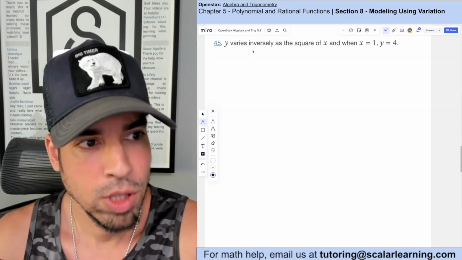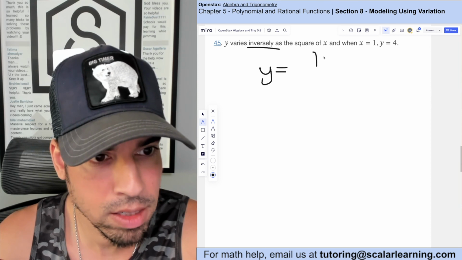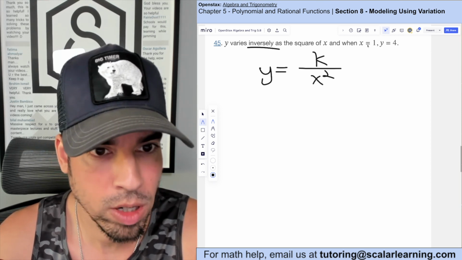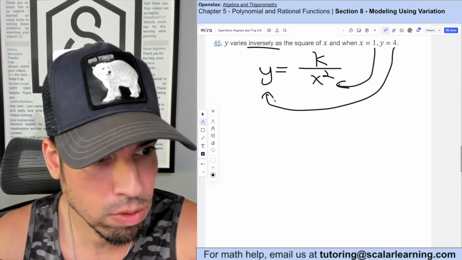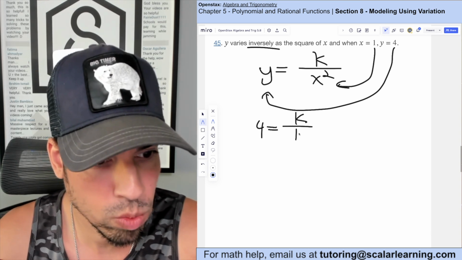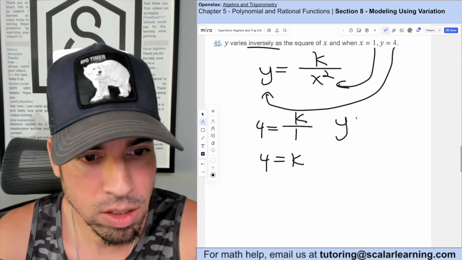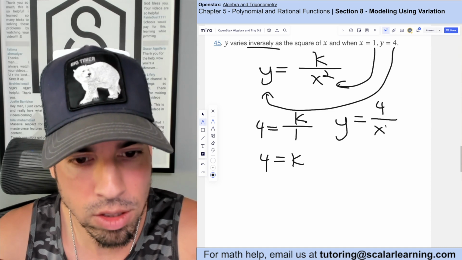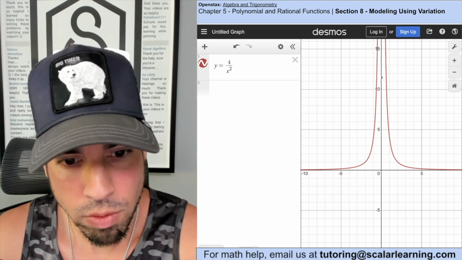Boom, done. For this one, we're going to start with y varying inversely. So that means k is on top, over the square of x, and they're just saying x squared. And then now to solve for k, we plug and chug, plug in 1 for x and 4 for y. So we got 4 equals k over 1 squared, which is just 1. Multiply both sides by 1, k equals 4. So now my final equation, subbing in 4 for k, is y equals 4 over x squared. Now let's graph it in Desmos. So here's the graph of the function, 4 over x squared.